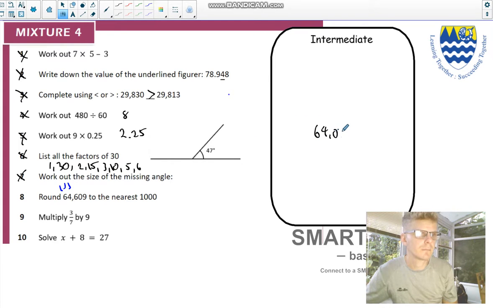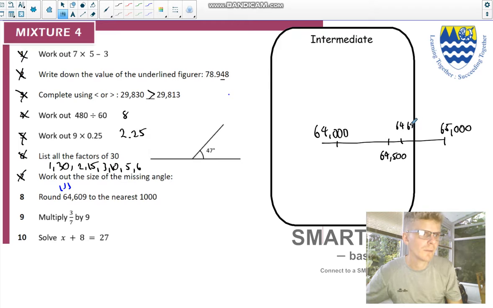64,000 on our number line, or the next 1,000, which is 65,000? So I've gone one up in my thousands column, okay? And my number is 64,609. Well, what's in the middle? Well, that would be 64,500. So as we can see, 64,609 would be around about here. So we're a little bit closer to 65,000 than to 64,000.